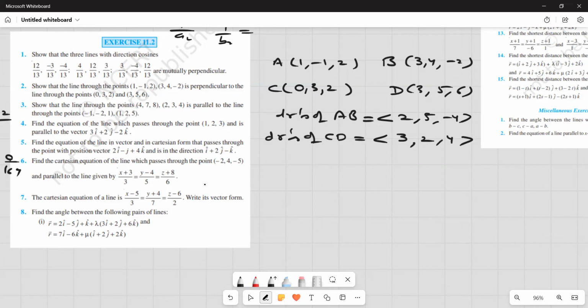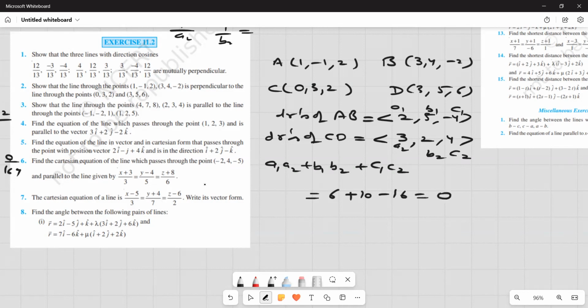So for checking the perpendicular, what will you write? A1 A2 plus B1 B2 plus C1 C2. This is A1, this is A2. This is B1, this is B2. This is C1, this is C2, right? So let us check. 2 into 3, 6, plus 10 minus 16. So isn't it 0? So lines are perpendicular.